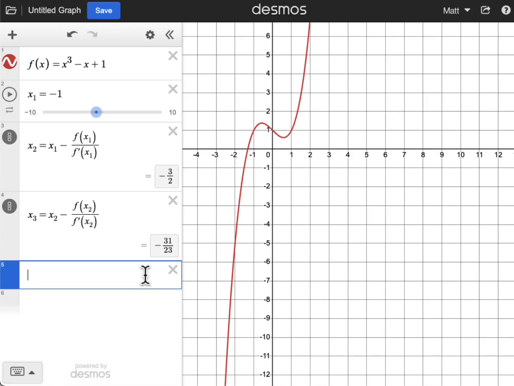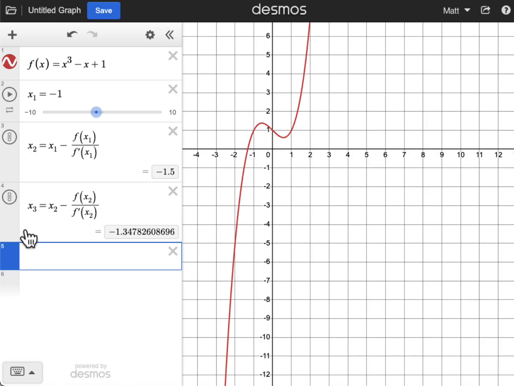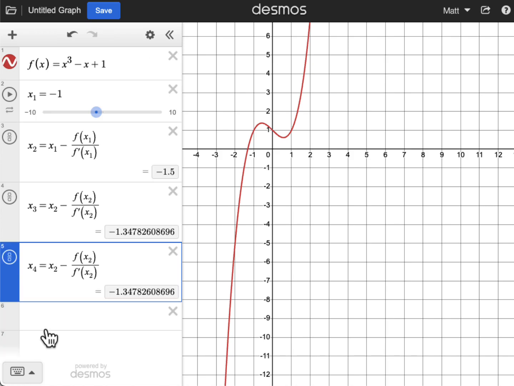Now we're asked to continue this process until we have the root approximated to 6 decimal places. So I'm going to reveal the decimal forms of all of our answers. I want to continue the process until I no longer see changes to the first 6 decimal places. So copy, change to subscript 4, and change these subscripts to 3's. And between x3 and x4, I do see some changes to the decimals, so I continue.